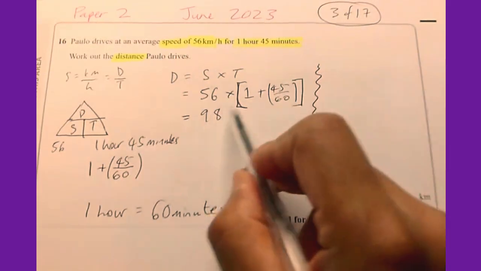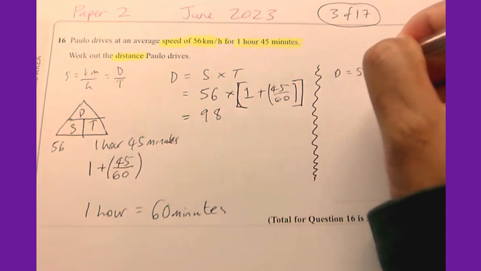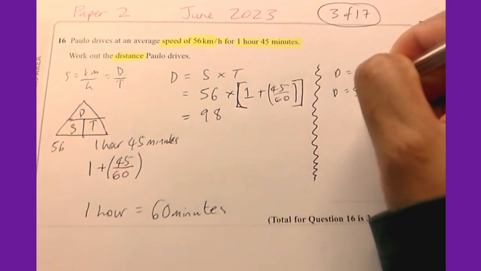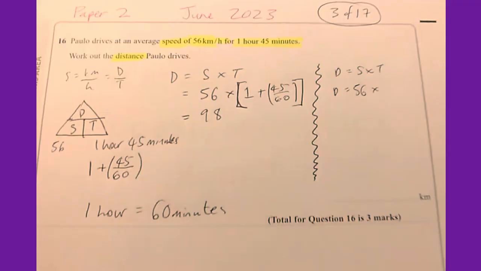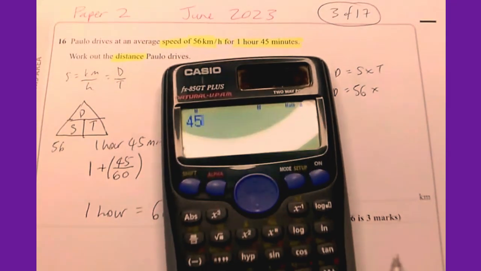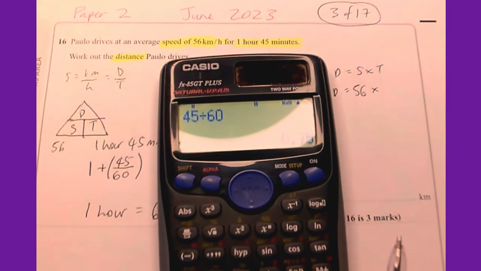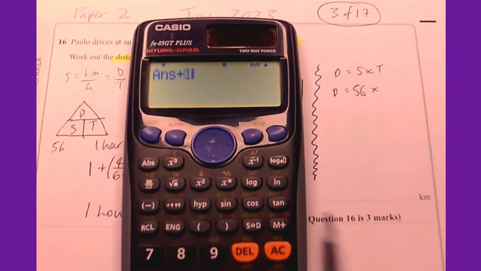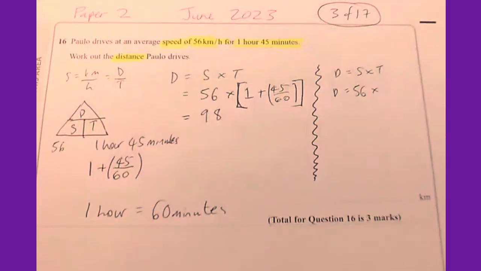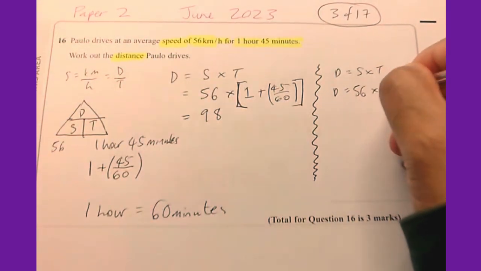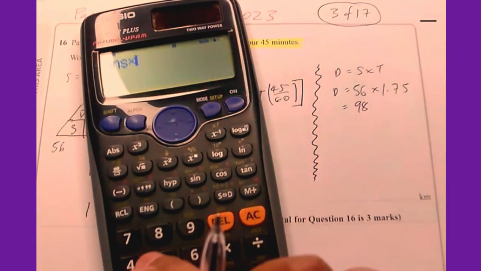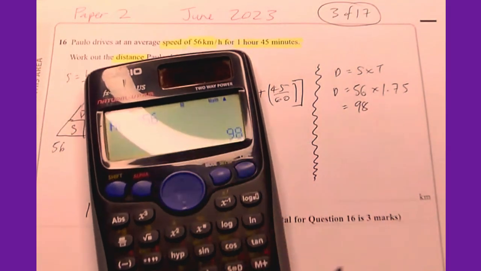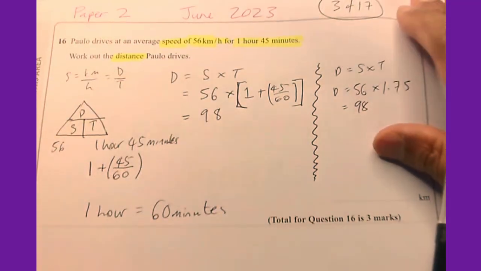And if this looks really complicated for you, we can just write it out as speed times time, 56 times by, you can do 45 divided by 60. 45 divided by 60, that is 0.75, and then just add the 1. So that gives you 1.75. You can also multiply them and it will still give you the same answer, times by 56. There you are. Okay, so that's our third question. Let's carry on.